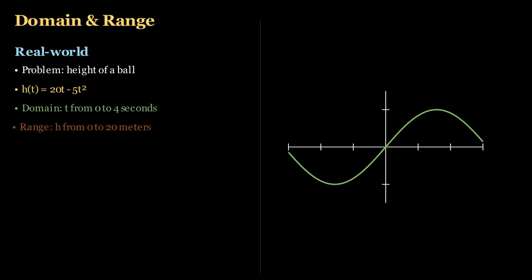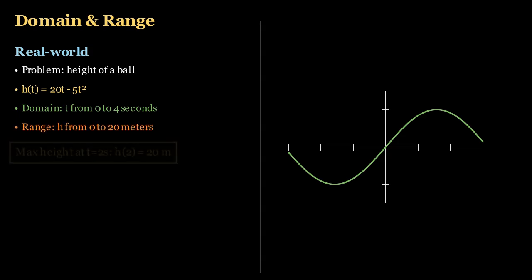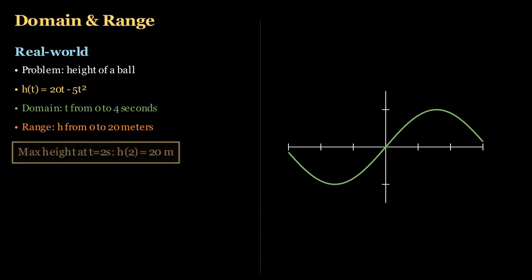Now the range. The height starts at 0, goes up, and comes back to 0. The maximum height happens exactly halfway, at t equals 2 seconds, because a parabola is symmetric.